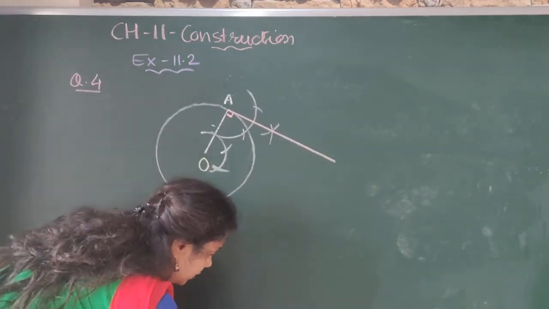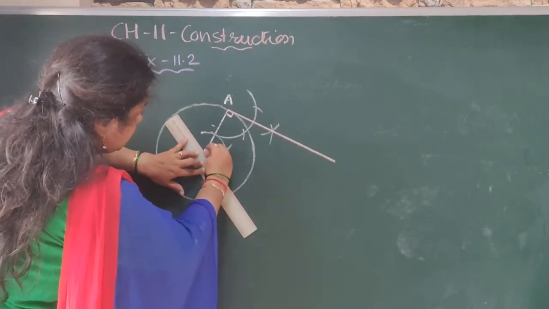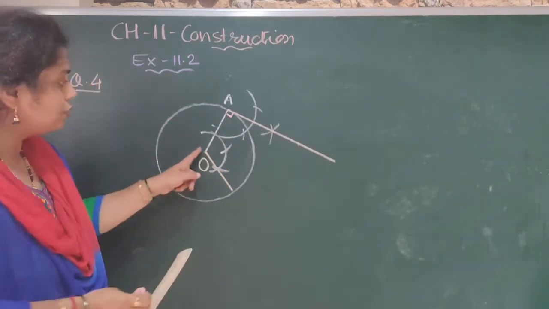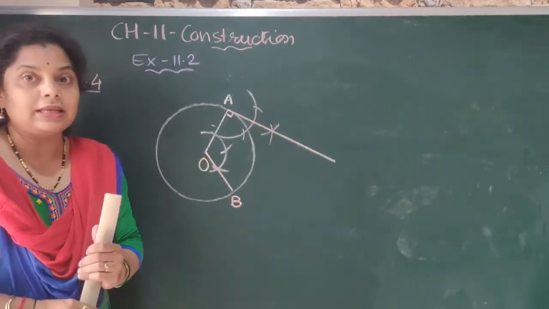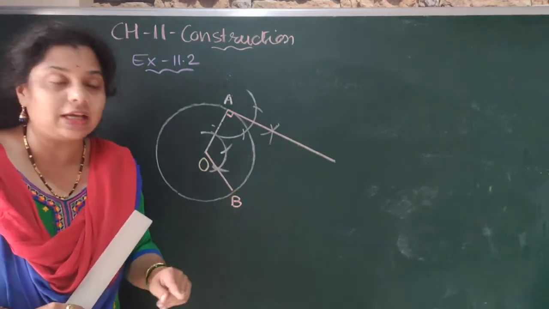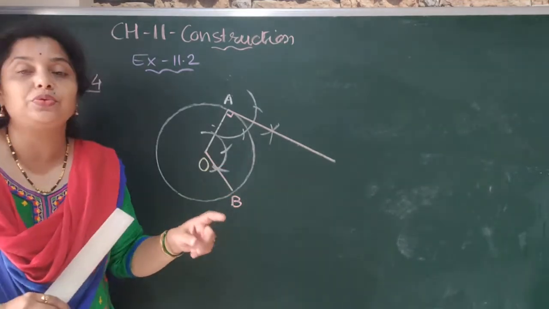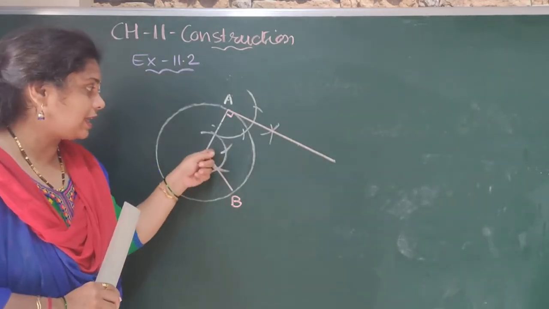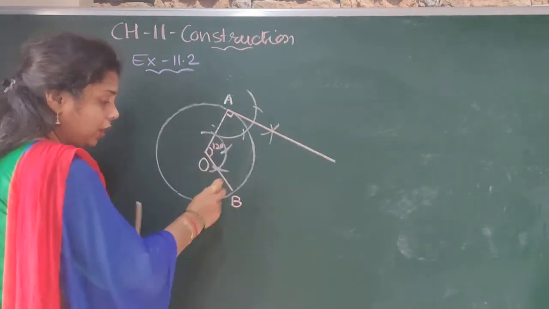Now pass a line from O through this intersection point. So now this is another radius. Let's give it the name B. And as it is a radius, we want to draw a tangent. Again, we have to create a 90 degree angle here. So for this construction, you have to construct three angles. First, second and third: this is 90, this is 120, now again 90.